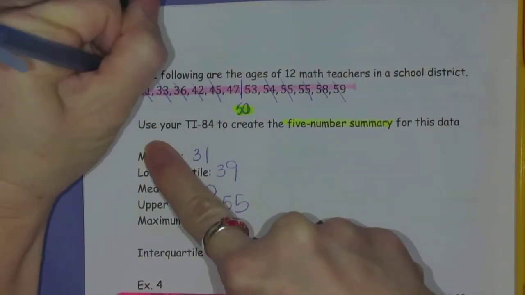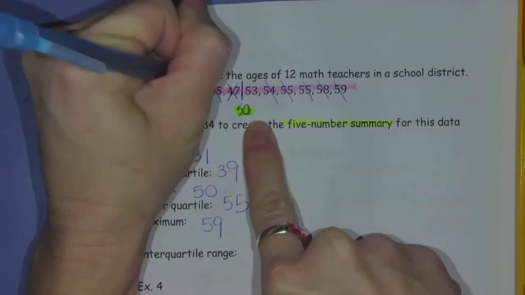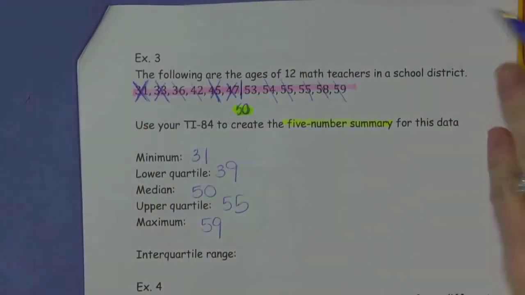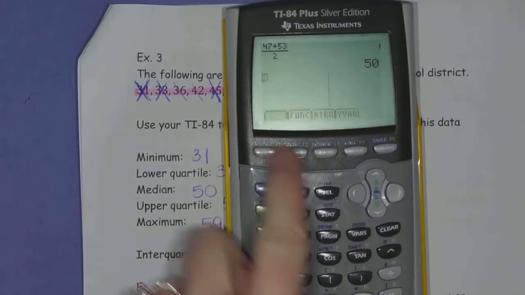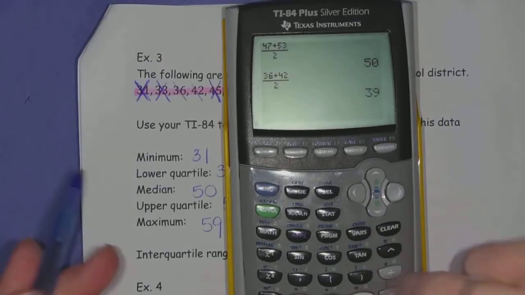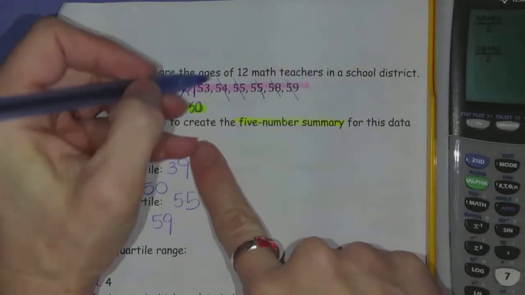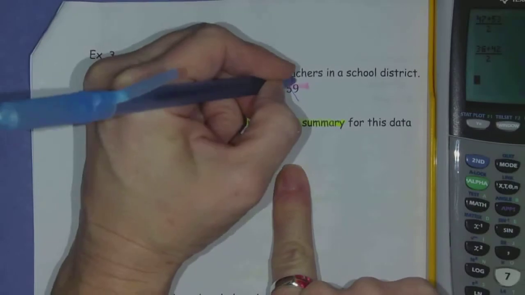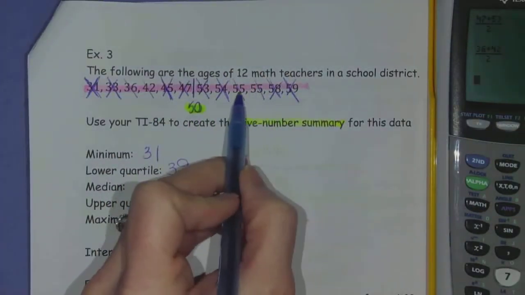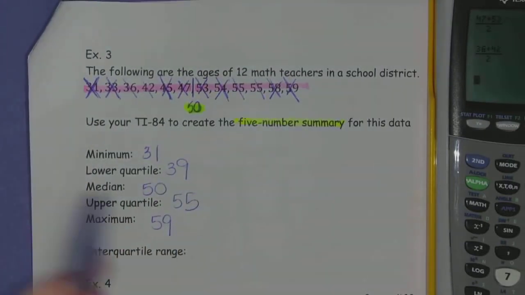So they get included when you're double crossing. So here we go. The 31 crosses with the 47, the 33 with the 45, and now you're down to 2 in the middle again. So you would average the 36 and the 42 to get 39. That's how they're getting 39. Same thing up here. You would cross the 53 with the 59, the 54 with the 58. You're left with 2. If you average 55 with 55, it is, bing, 55.